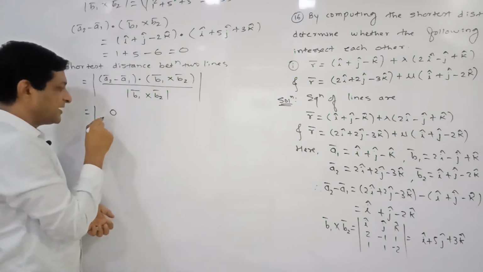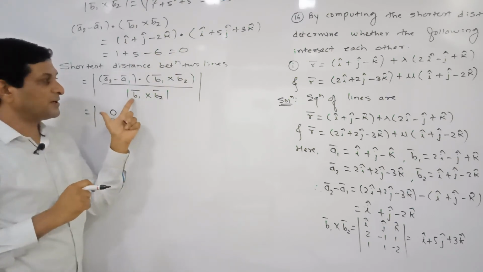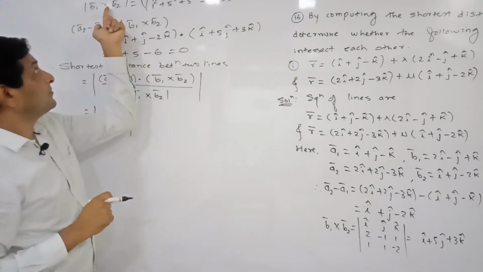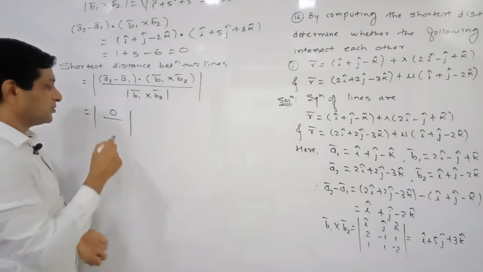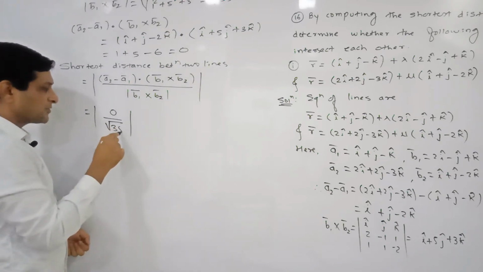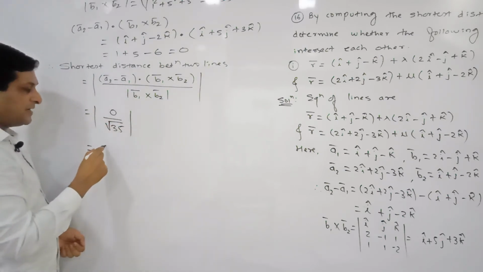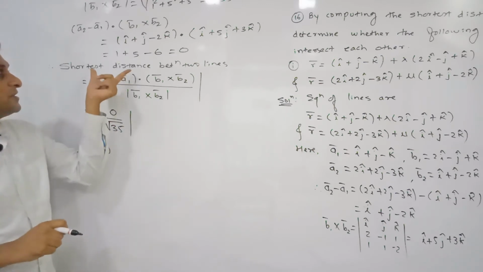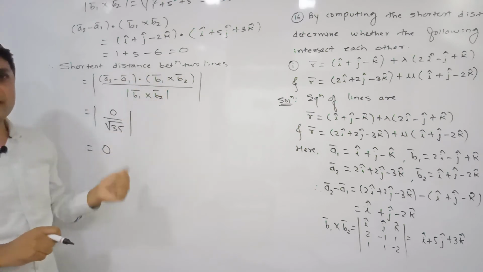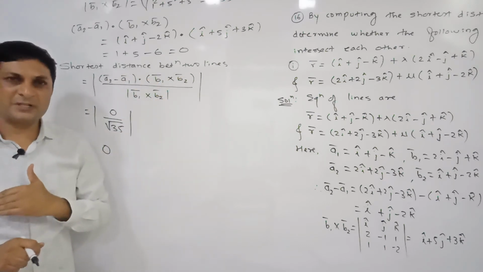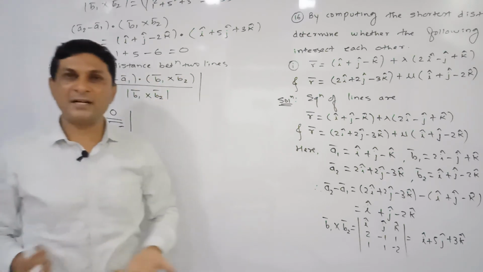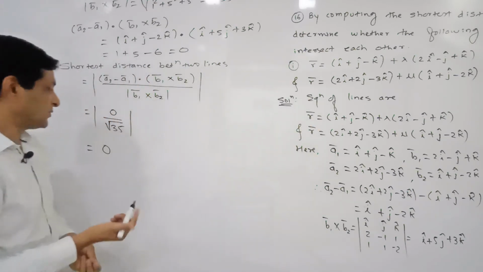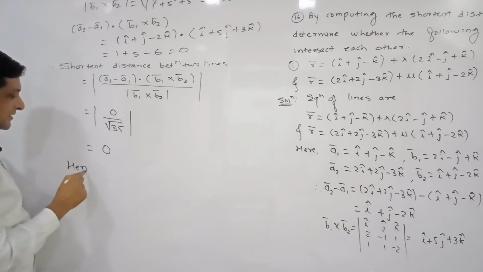So replace this numerator by 0, and in the denominator we are substituting the value of what? The magnitude of b1 bar cross b2 bar, where the magnitude is equal to what? Under root 35. So which is equal to 0 divided by any number is 0, and mod of 0 will be equal to 0. So what result have we got here? The shortest distance between the given two lines is equal to 0, and if the distance between two lines is 0, at that time what is our conclusion? That the lines are what? Intersecting. So hence we can say that the given lines are intersecting.